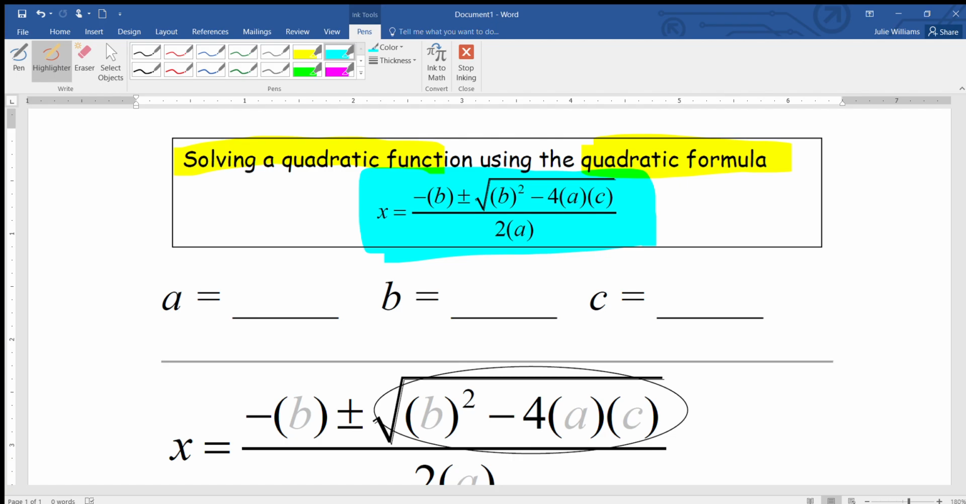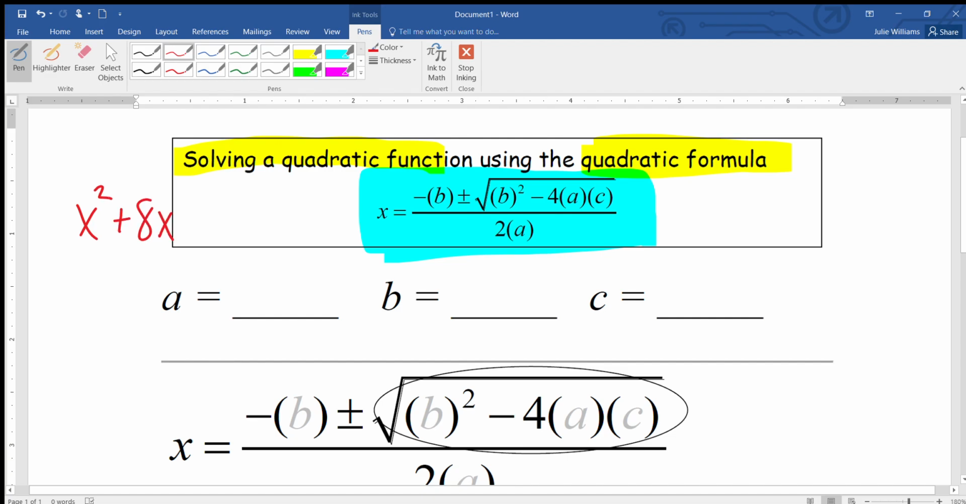So let's say my first quadratic is x squared plus 8x plus 15. Let's say it equals y. Just know if it ever is set equal to y or f of x, then that is the same thing. Well, we want it to be set equal to 0. So we need to set y equal to 0.